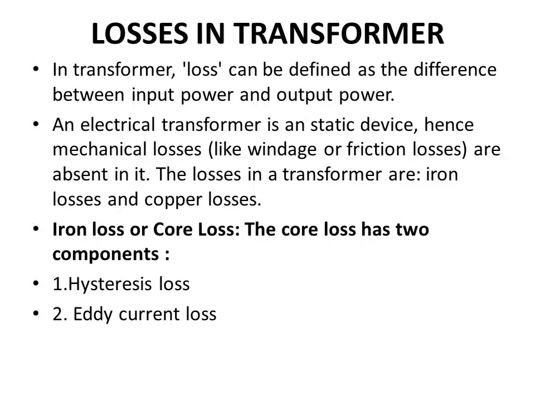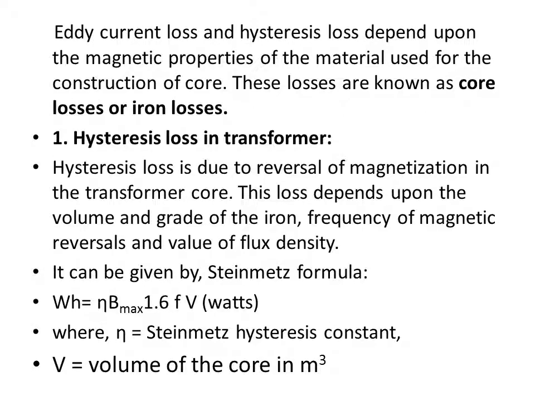Here, the losses, iron loss or core loss, are classified into two components: one is hysteresis loss, and the other is eddy current loss. So what is hysteresis loss? Hysteresis loss is due to continuous magnetization and demagnetization of the core of the transformer. Because of this reversal of magnetization in the transformer core, some heat loss takes place in the core.